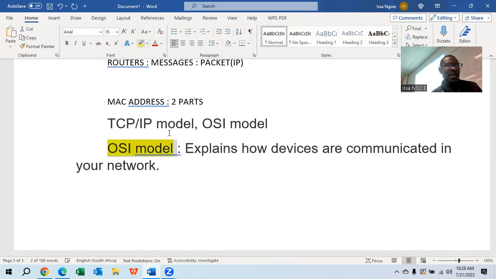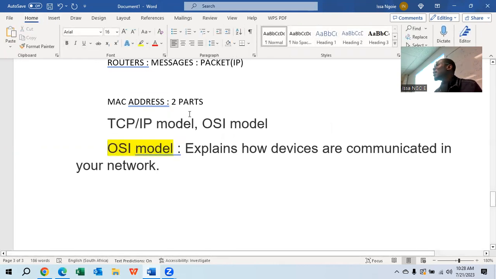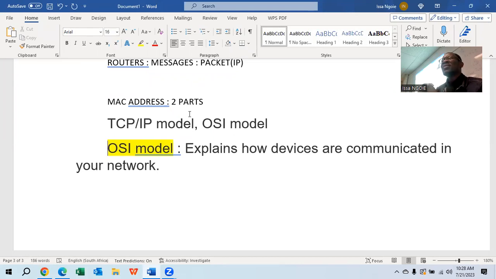So when somebody asks how you are connected to the Wi-Fi, how two computers are connected, how I am sending an email from Durban to another place, for you to understand that communication better, you have to understand the OSI model. The OSI model tells you how you can form a network, how devices can talk.